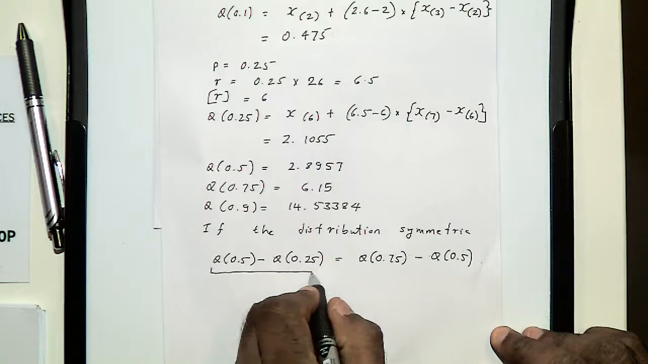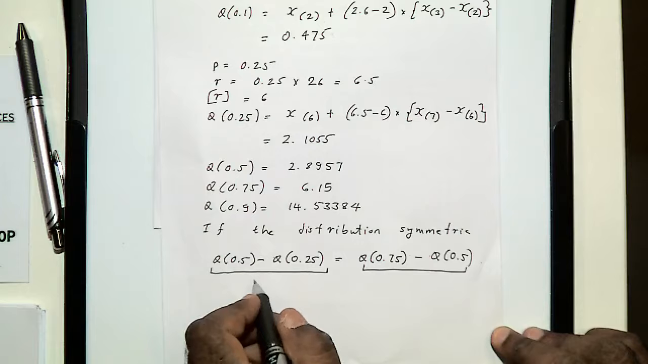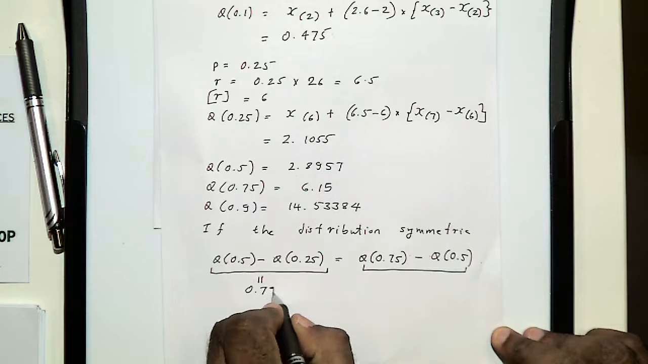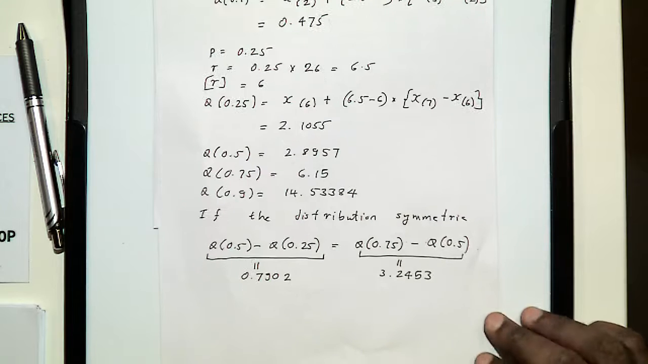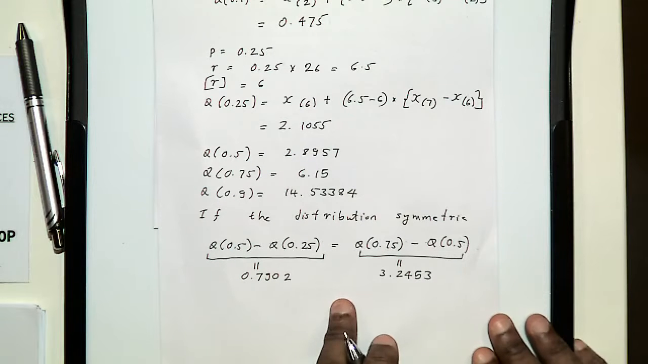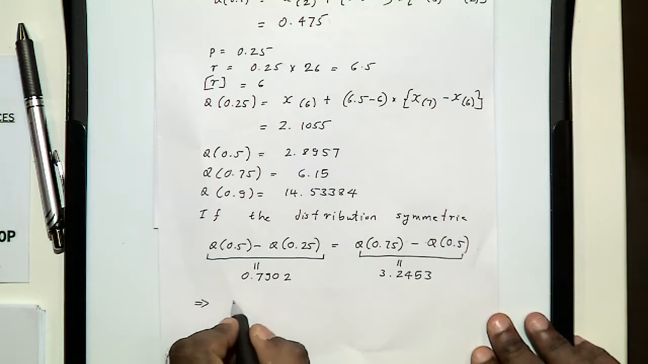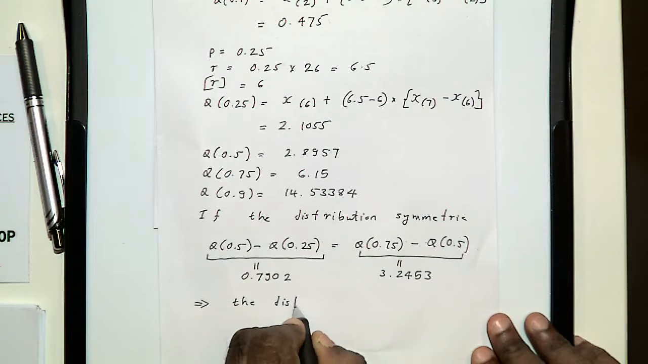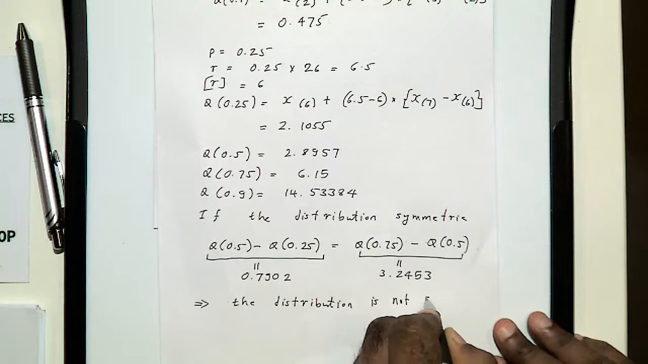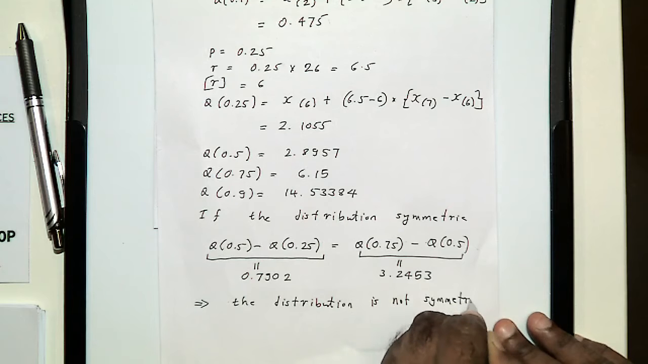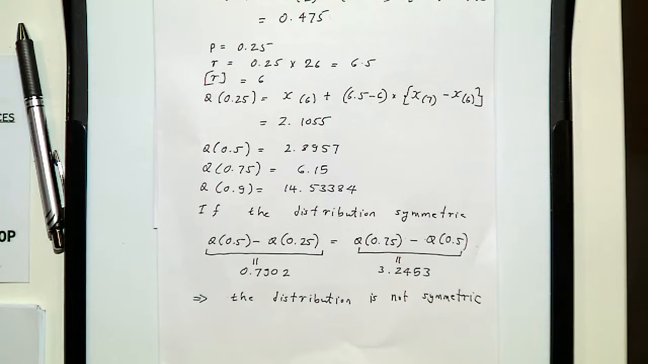Now, using the numbers that we computed, this guy here turns out to be equal to 0.7902, and this guy here turns out to be 3.2453. Clearly these are not close to being equal. So what this means is that the distribution is not symmetric. Because if it is symmetric, you would expect the distance from the median to the first quartile and the distance from the median to the third quartile to be equal. And in this case, they are not even close.